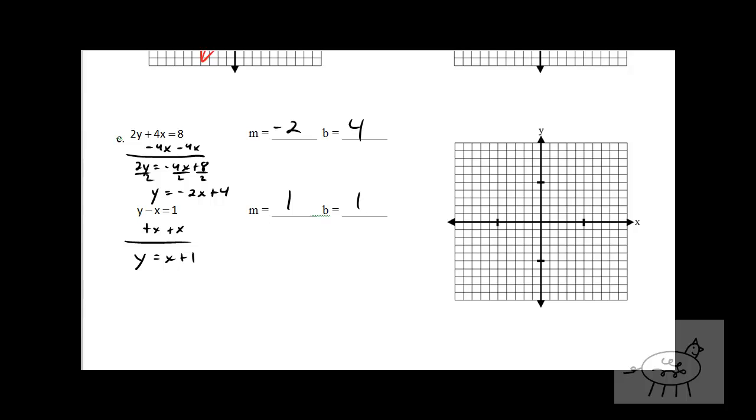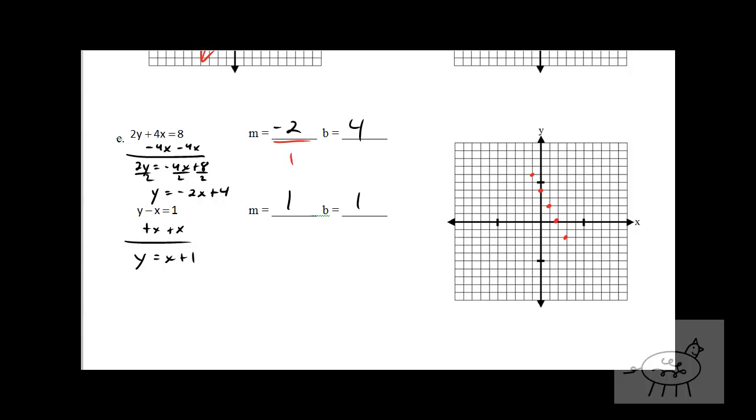Okay, so go ahead and plot this. B is 4, and the slope is negative 2, so it's negative 2 over 1. So down 2, right 1; down 2, right 1; down 2, right 1. You could have gone the other way, up 2 to the left 1. That's also negative. It follows the same path as the other ones. Okay? And let's do the next one.